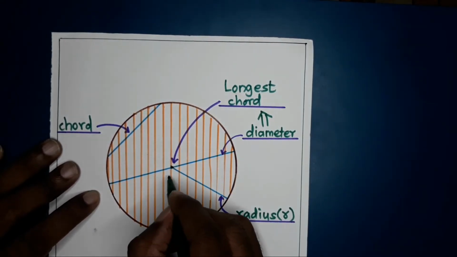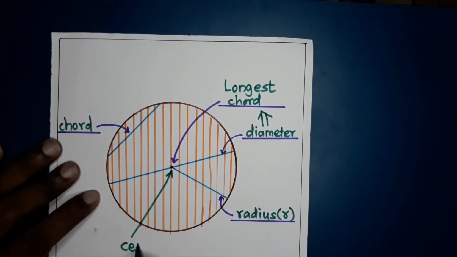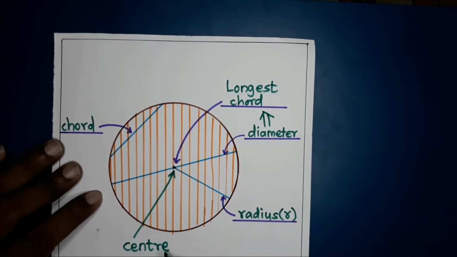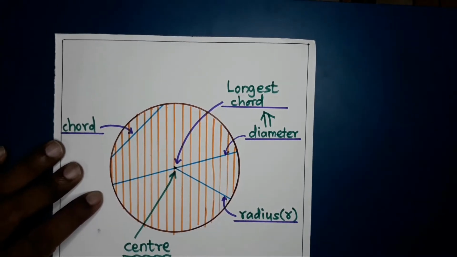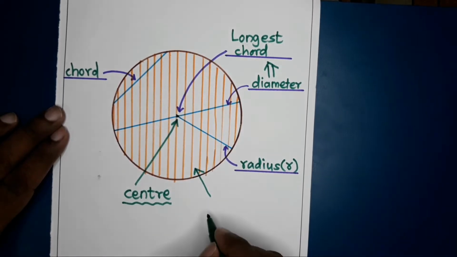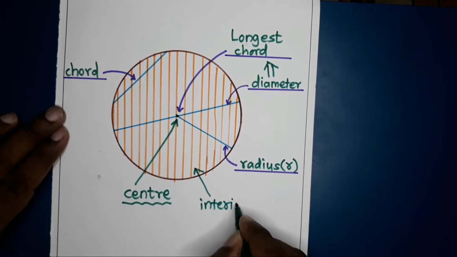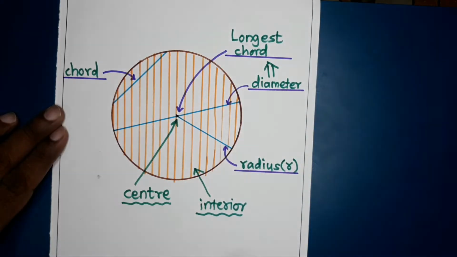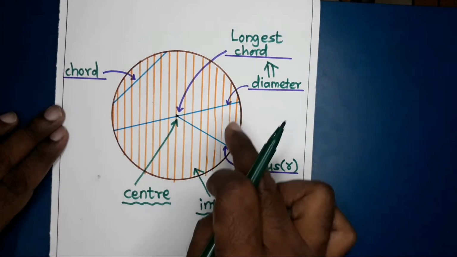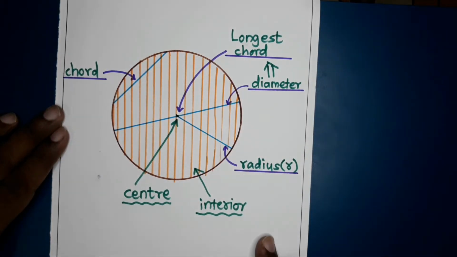Okay, now let's see what this point is. This point is called as center of the circle. This shaded portion is called as interior of the circle, and this white portion, whichever remains after circle and interior, is called as exterior part of the circle.